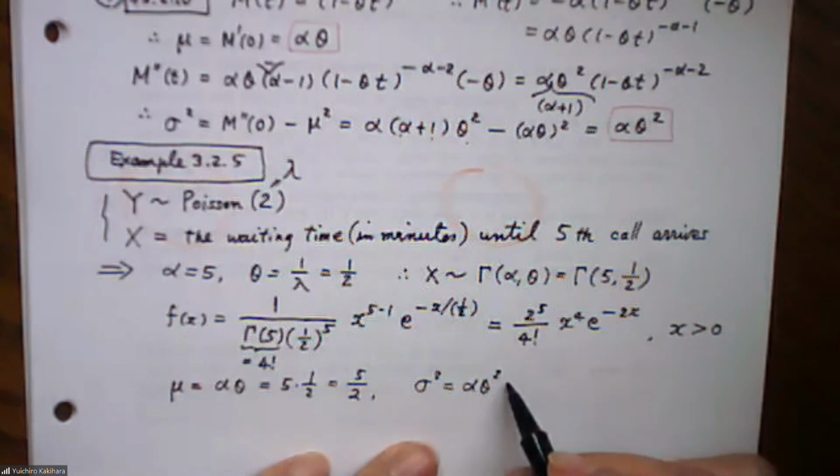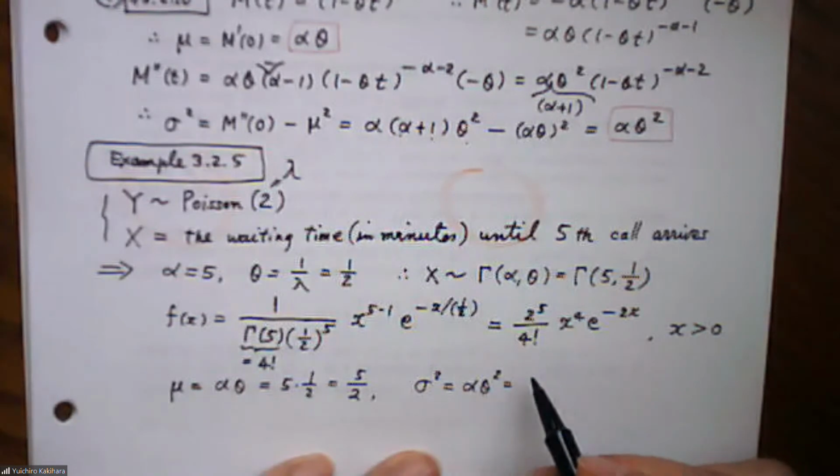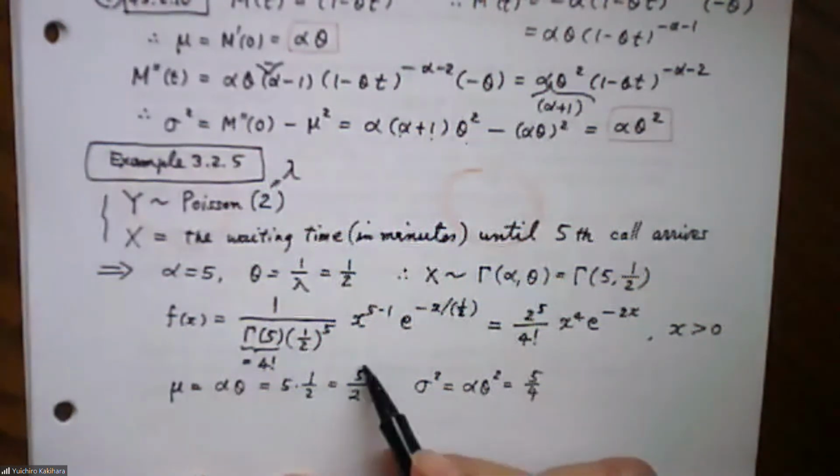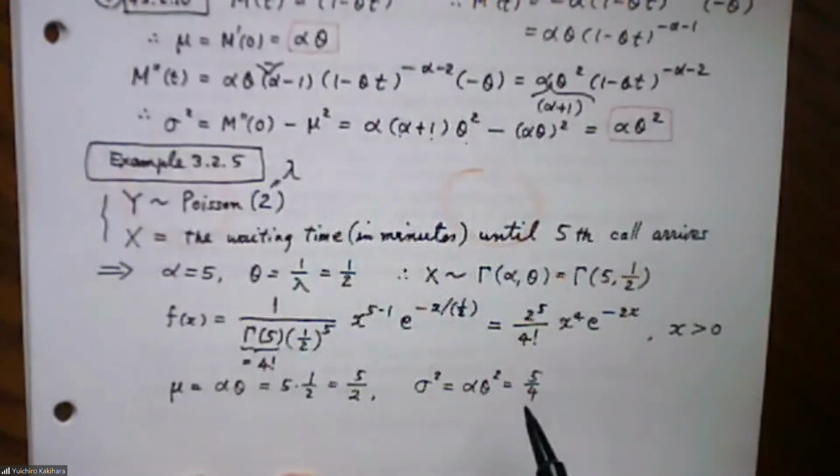So this is equal to, one more time, we multiply by theta. Theta is 1/2. So you see that this is 5/4 quickly. Okay. This time theta is 1/2, so this times 1/2, 5/4. These are the ones we can derive.